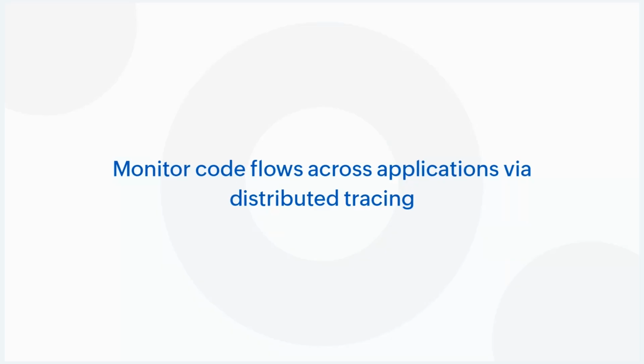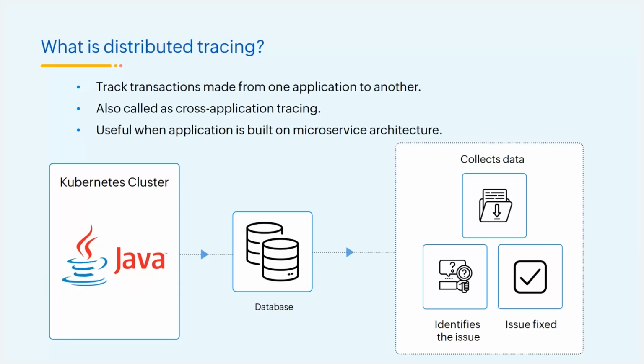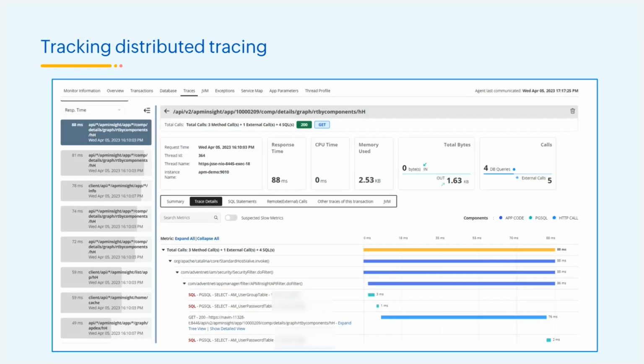And now let's see how to monitor the code flows across applications via distributed tracing. In the microservices architecture, it is necessary to monitor the transactions made between two or more applications or services. With the distributed tracing feature, you can track the transactions made between two or more applications. Let's see how we can track them. Just understand how the tracking is done at the distributed tracing level.